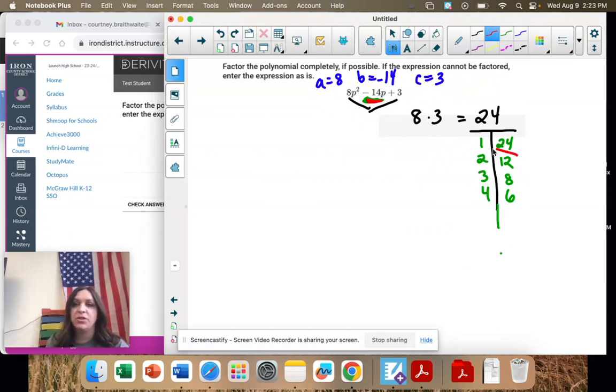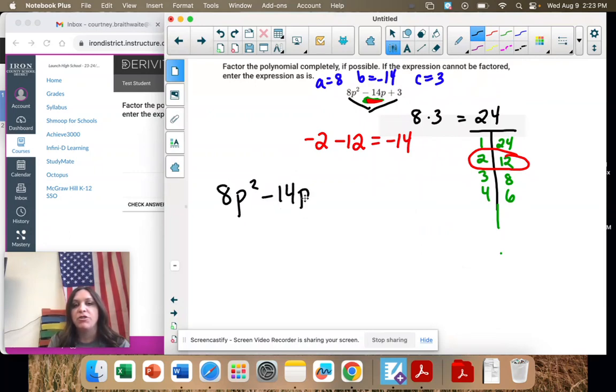Well, I can see 2 and 12 add to 14, but because they're negative, they would both need to be negative to get to negative 14. Do you see that? Okay, so I'm rewriting my quadratic. And the first step is to just use these, the negative 2p, I'm adding the p, and the 12p. Rewriting the middle. The outer two stay.